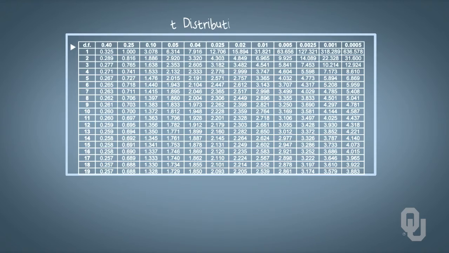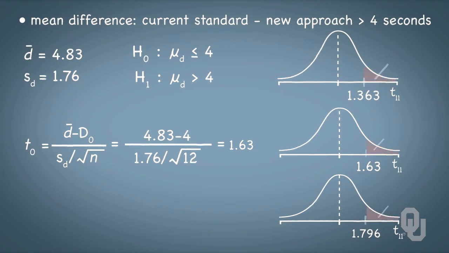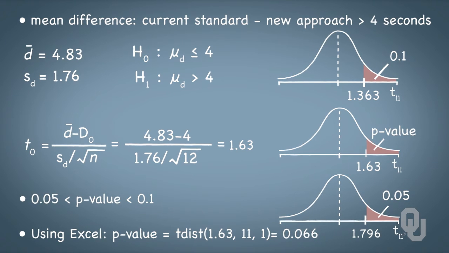If we check out the t-table, we find that for 11 degrees of freedom, a value of 1.363 on the t-axis is associated with 0.1 in the tail, and a value of 1.796 on the axis is associated with 0.05 in the tail. Our test statistic of 1.63 is found in between these two values. That suggests that the p-value is between 0.05 and 0.1. Depending on how much confidence we want to have in the result, that might be compelling enough for us to reject the null hypothesis and conclude that the mean paired difference is indeed greater than 4 seconds. If we use the t-dist function in Excel, we find the p-value to be more exactly 0.066.